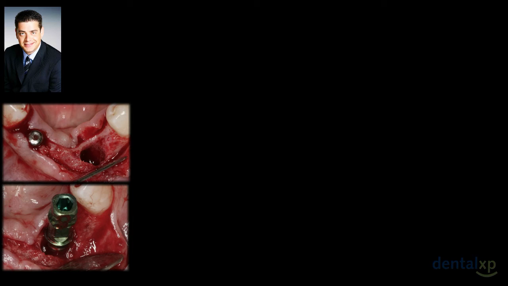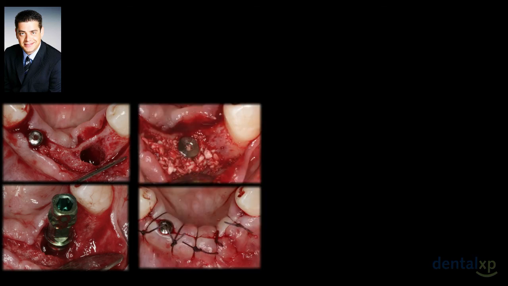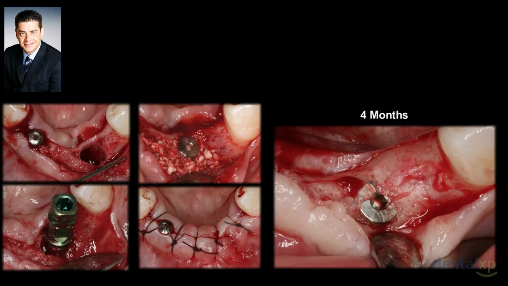But there was still enough bone for an implant to be placed, so an implant was placed, and the graft was applied around the defect. The flap was covered up, and the patient was allowed to heal. The patient comes back 4 months later, and not only has the bone grown around the implant, but also over the healing cap or over the cover screw. But as you can see in this picture here, you don't see residual particles.